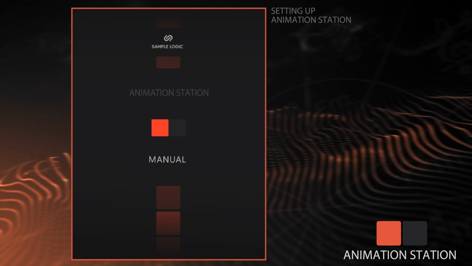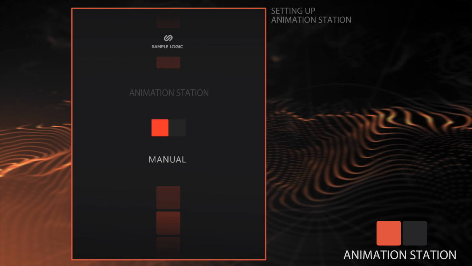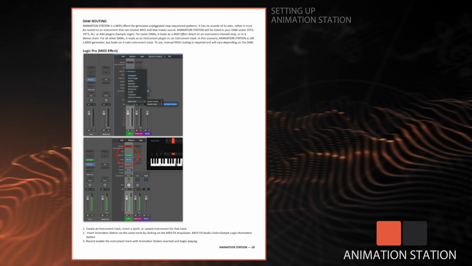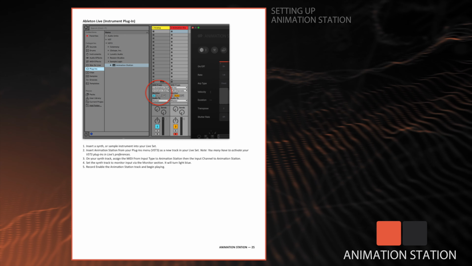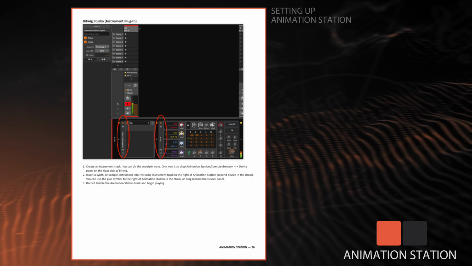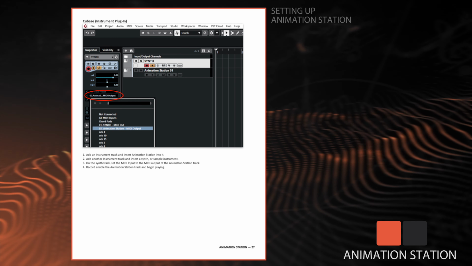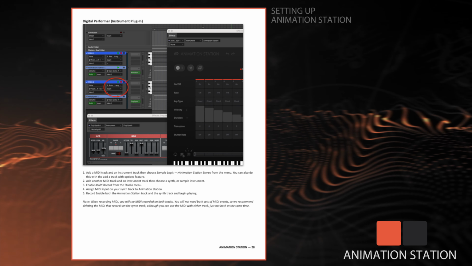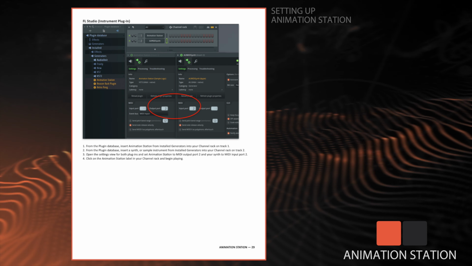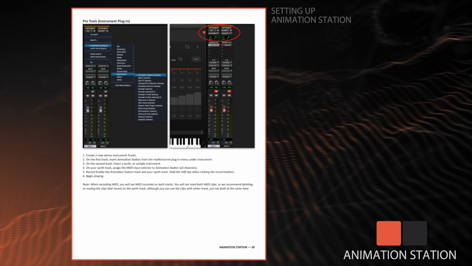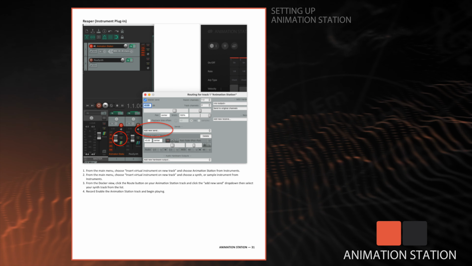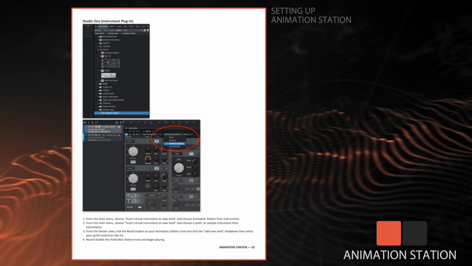Once installed and loaded up, Animation Station needs to be routed through an instrument. Exactly how to do this will vary depending on your DAW, so consult the comprehensive manual for specific instructions for Logic, Ableton, Cubase, Pro Tools, Studio One, and more. The main thing to keep in mind is that Animation Station doesn't contain any sounds of its own. It's a MIDI triggering device for your other instruments, so the scope of use is only limited by the instruments that you already have.